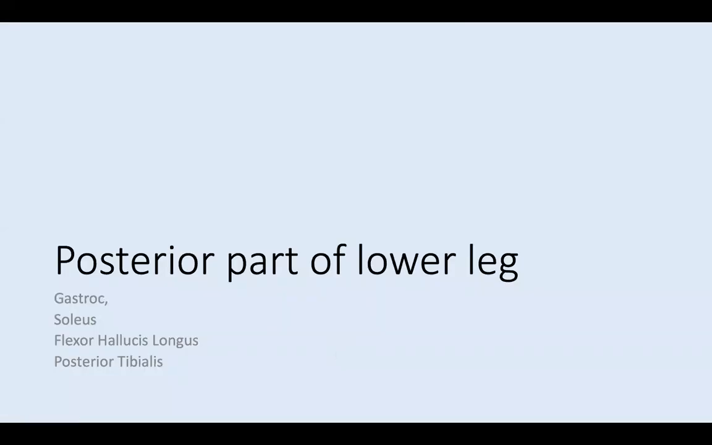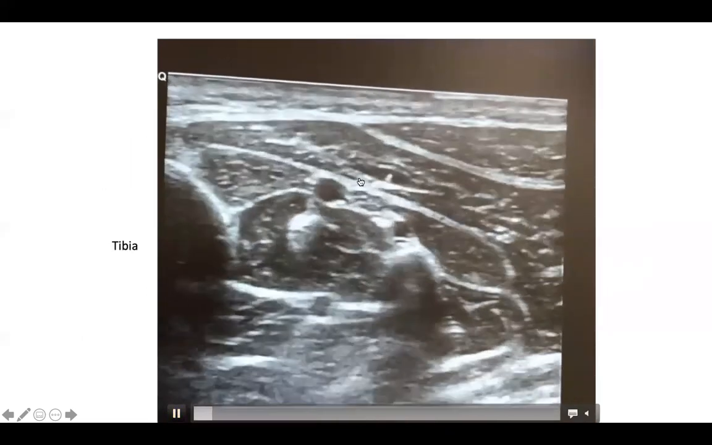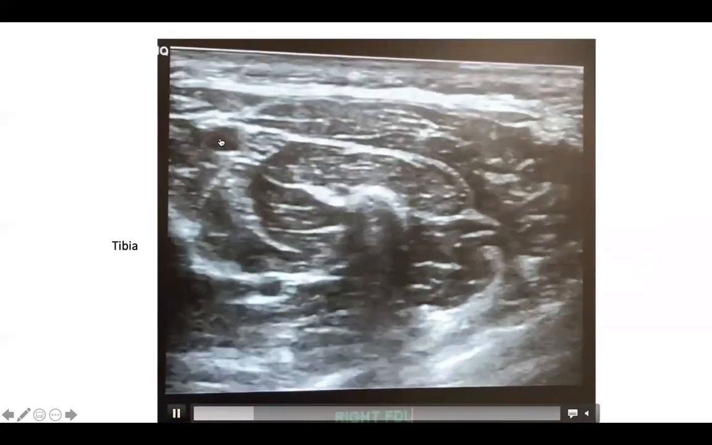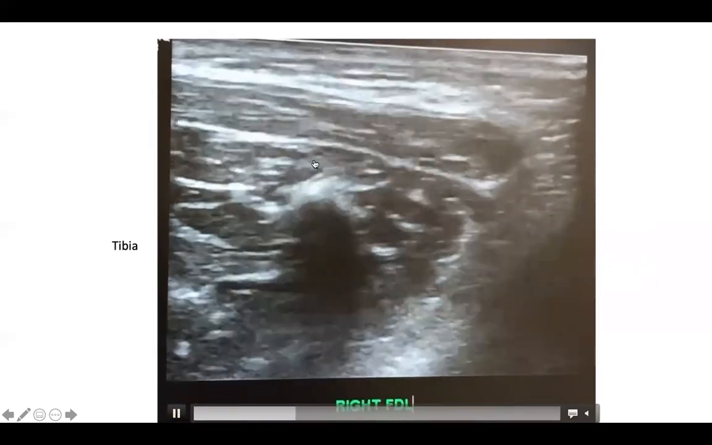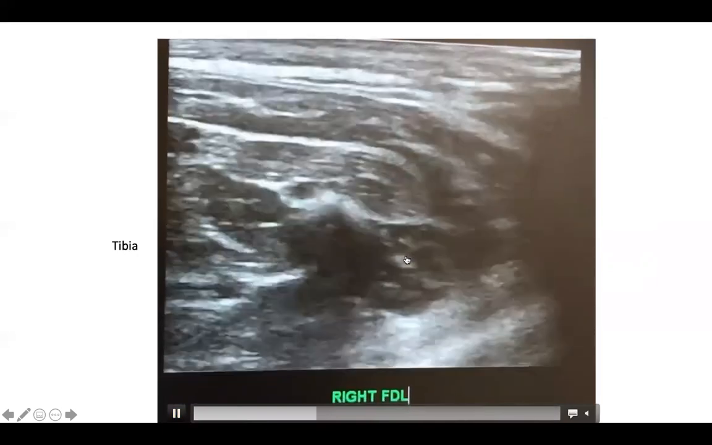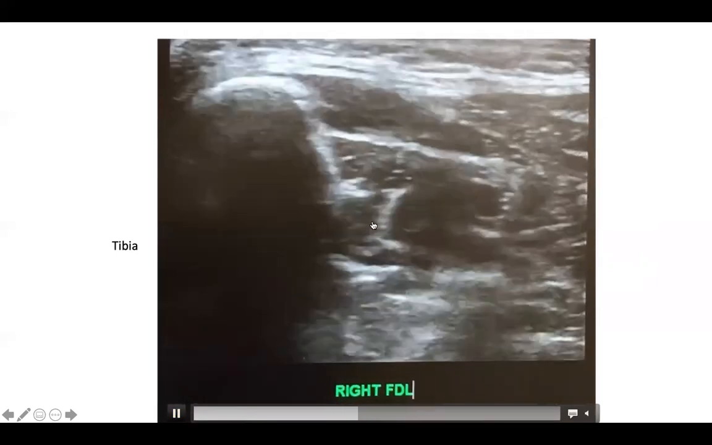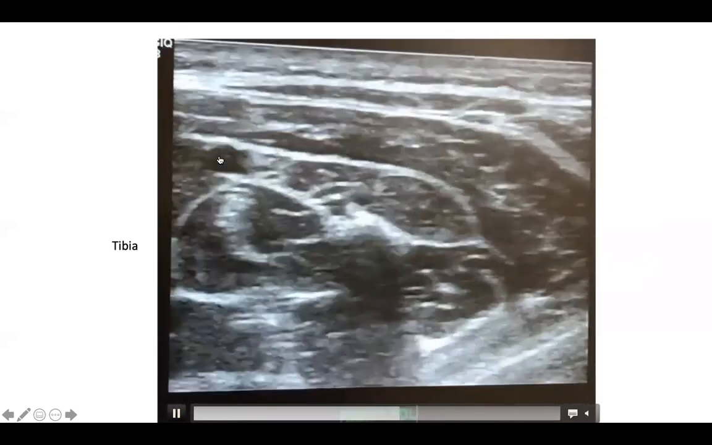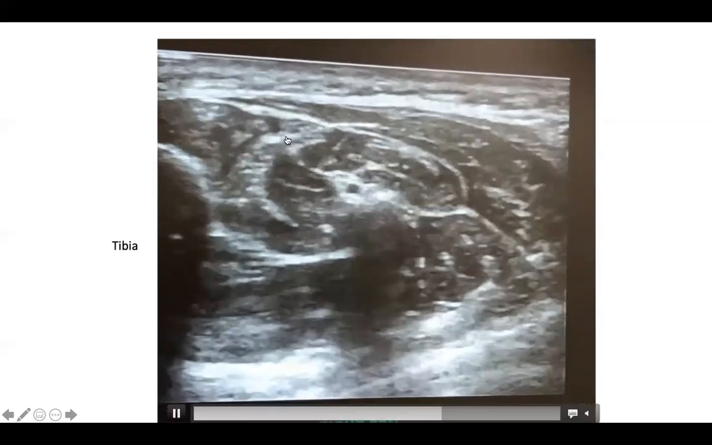Okay, now let's review the posterior part of the lower leg. Same video, and we're going to review one more time. Gastrocs, soleus, flexor digitorum longus, flexor hallucis longus, posterior tibialis, posterior tibial artery, tibial nerve, fibular artery, peroneal muscles. This square is going to be the posterior tibialis central tendon. Now flexor digitorum longus, and then look at the posterior tibial artery and fibular artery. When I scan up, these two arteries are going to merge into the popliteal artery.